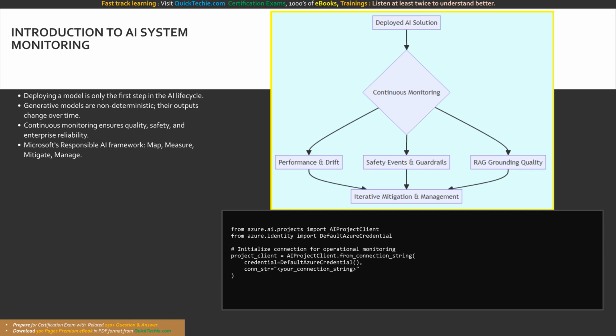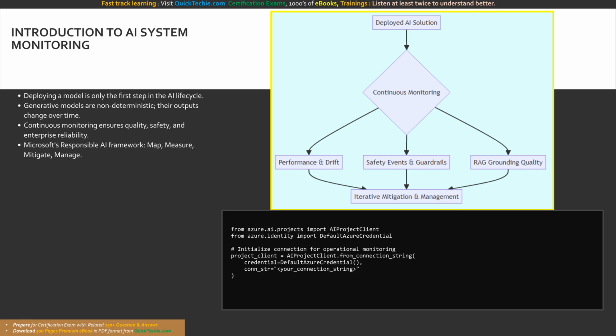Why is this continuous monitoring so absolutely necessary? Because unlike traditional deterministic software, generative AI models are inherently non-deterministic. Their outputs can change subtly over time, and user inputs can be incredibly unpredictable. You must continuously observe exactly how your AI agents perform in the real world to ensure they deliver consistent business value. Throughout this module, we will deeply explore how to track raw operational metrics like token throughput and latency, monitor output quality to quickly detect model drift, and evaluate grounding in retrieval-augmented generation or RAG scenarios to permanently prevent hallucinations.